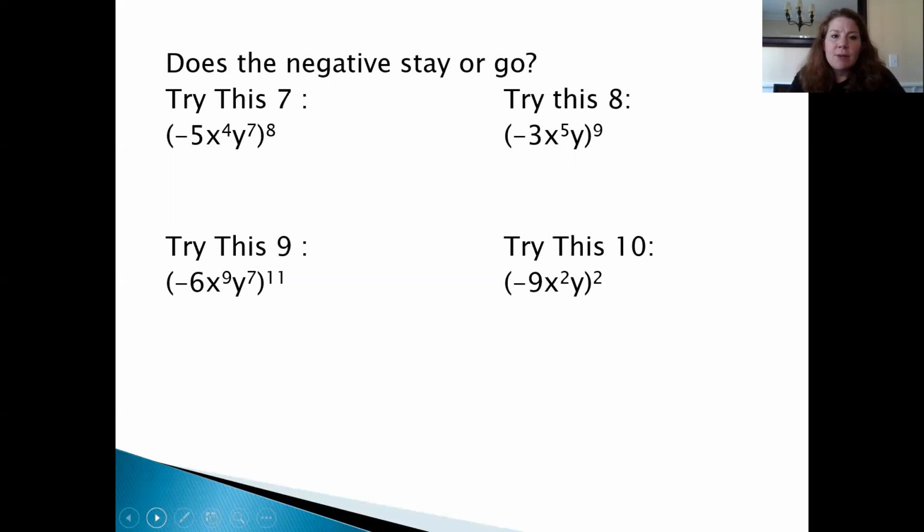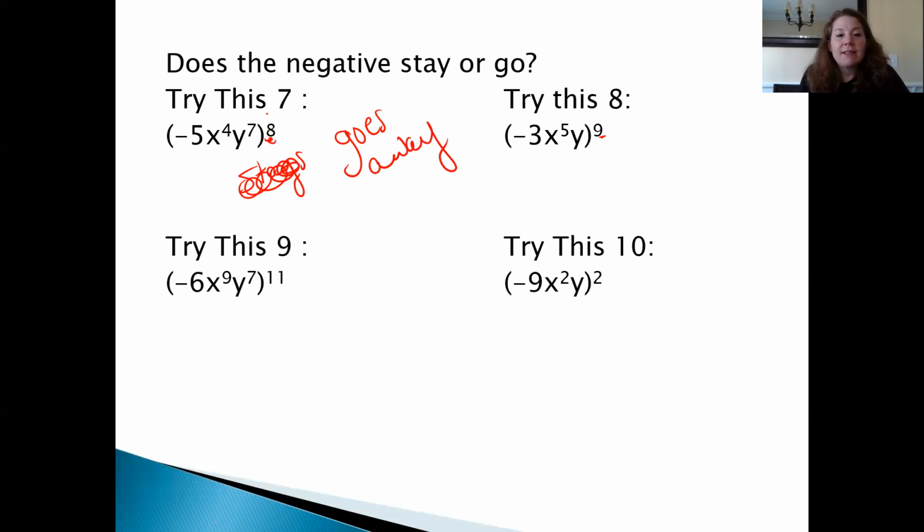All right, what about you guys? Tell me, does the negative go or stay? Here it stays because this is even. Here it, oh no, just kidding. That's wrong. It goes away because that's even. That's the right answer. This one stays because the negative is raised to an odd. Here it stays. Our final answer is going to be a negative coefficient. And this one, it goes away. Goes away because that'd be negative 9 squared is 81 x to the 4th y squared.